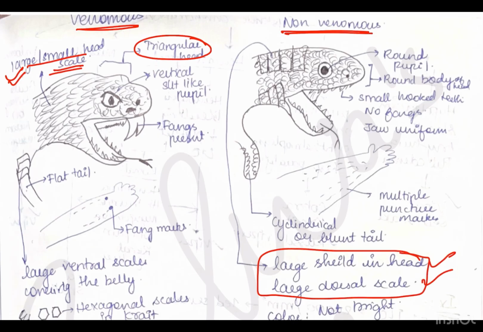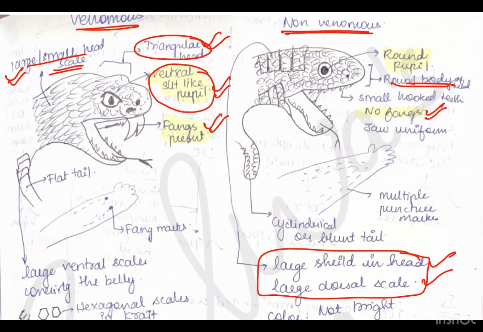Next, we have to look at the pupil. It is very characteristic here. It has a vertical slit-like pupil in venomous snake, and in non-venomous snake we can see a round pupil. This is one characteristic difference. Next, the head of the non-venomous snake is round, whereas this is triangular. Next, there are no fangs in non-venomous snake, and fangs are present in the venomous snake. Like the pupil, this is also very characteristic.